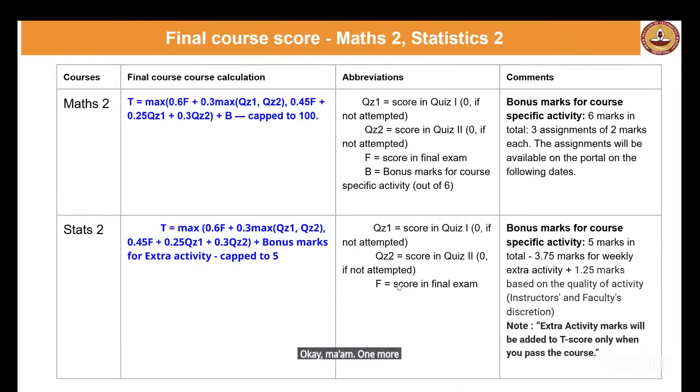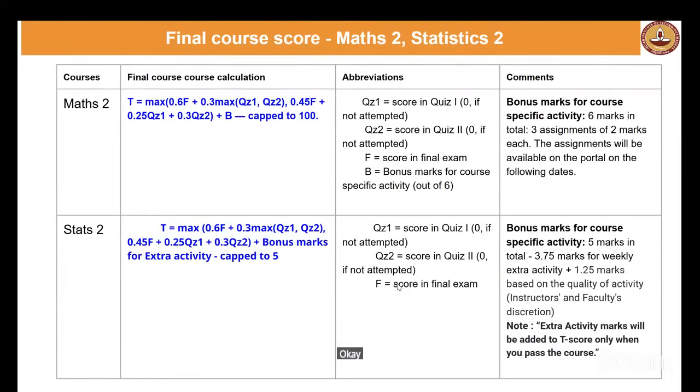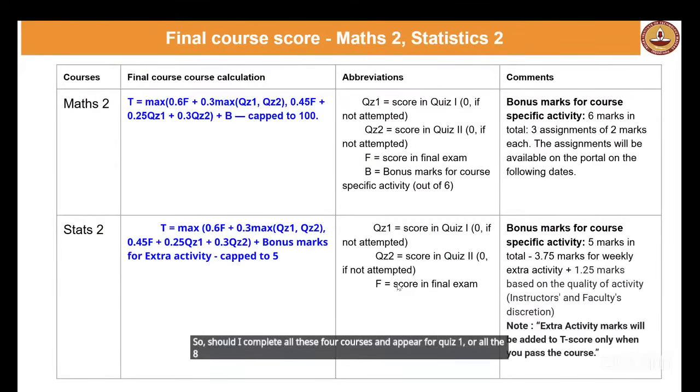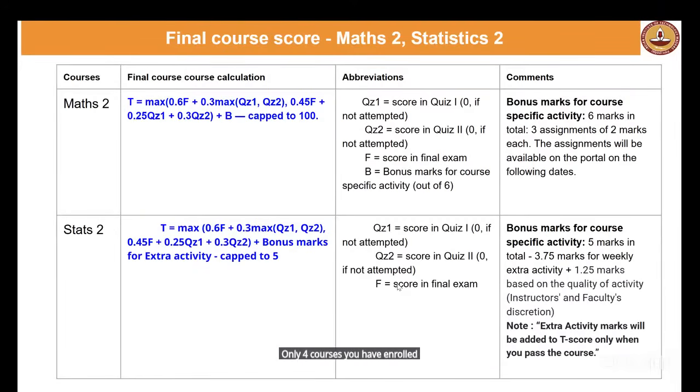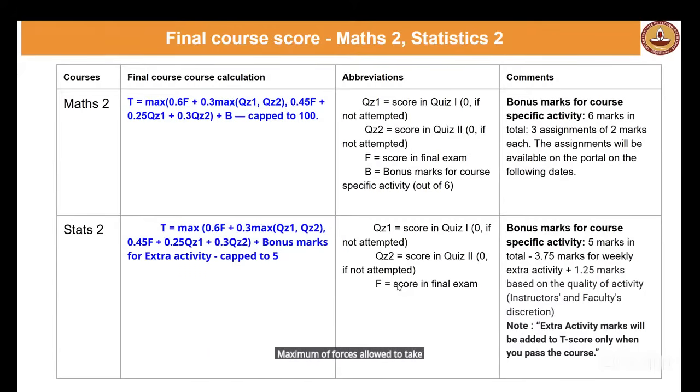One more thing, I'm unaware about the courses taken. For me, they told 4 courses are eligible, which are Maths 1, Stats 1, CT 1, and English 1. Should I complete all these 4 courses and appear for quiz 1, or all the 8 courses? Only 4 courses you have enrolled, right? You can't take all the 8 courses in one term. In one term, the maximum number of courses allowed is only 4.